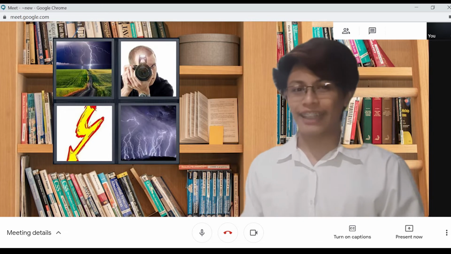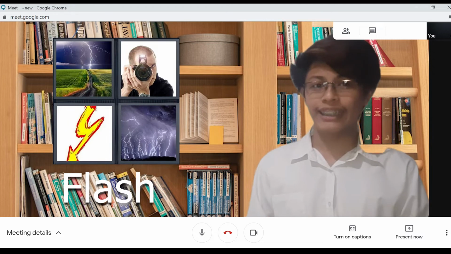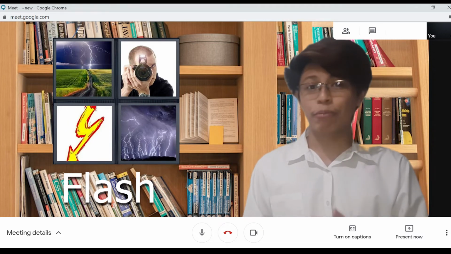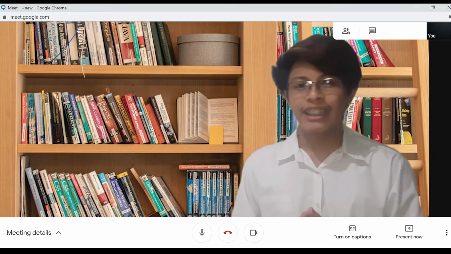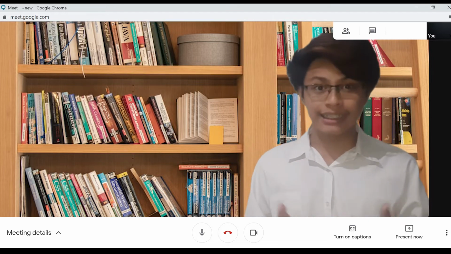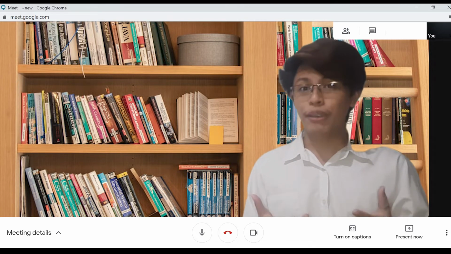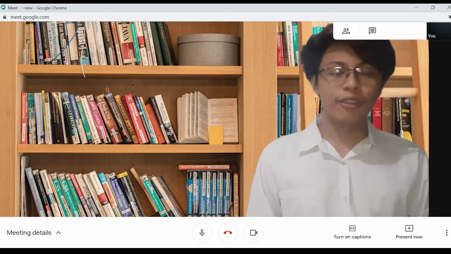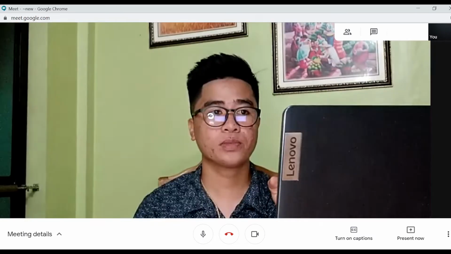Yes, that is correct. It is actually flash, given that there is a symbol of lightning and actual lightning, and then there is a camera with the flash feature enabled. So good job, everyone. Actually, all of these four sets of images are related to our topic today. And now I will give the floor over to my group mates for further readings.